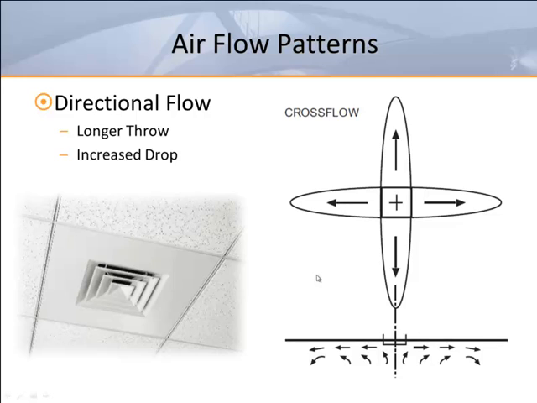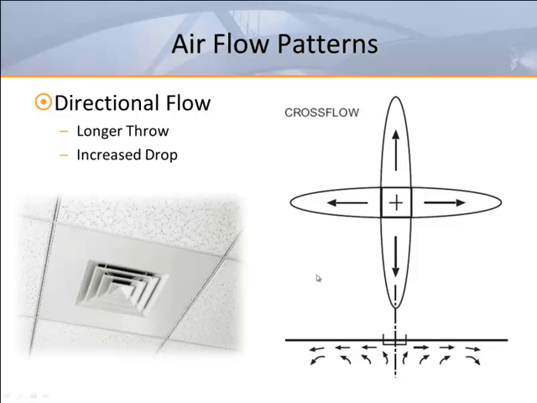Other outlets produce a directional or cross-flow air pattern. The diagram shows a four-way pattern, but it would be the same for a three-way, two-way, or one-way air pattern. The distance that an air jet travels to a given terminal velocity, say 50 feet per minute, will be longer with a cross-flow pattern than with a circular pattern.